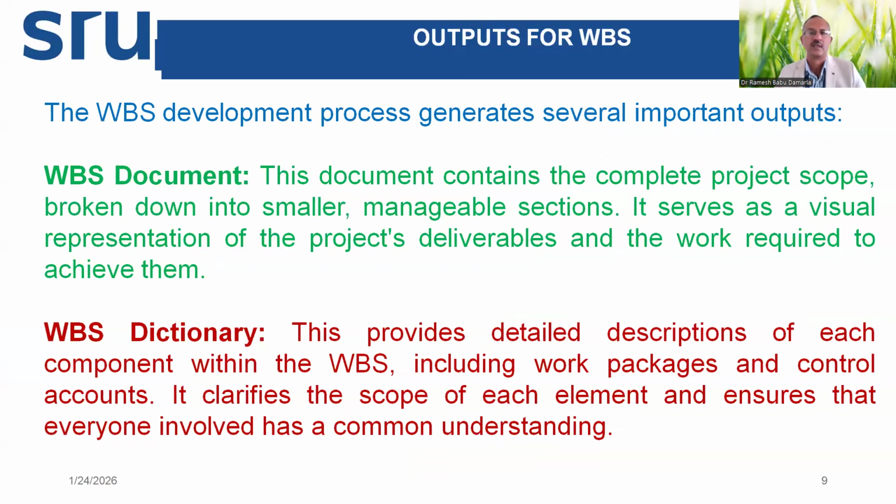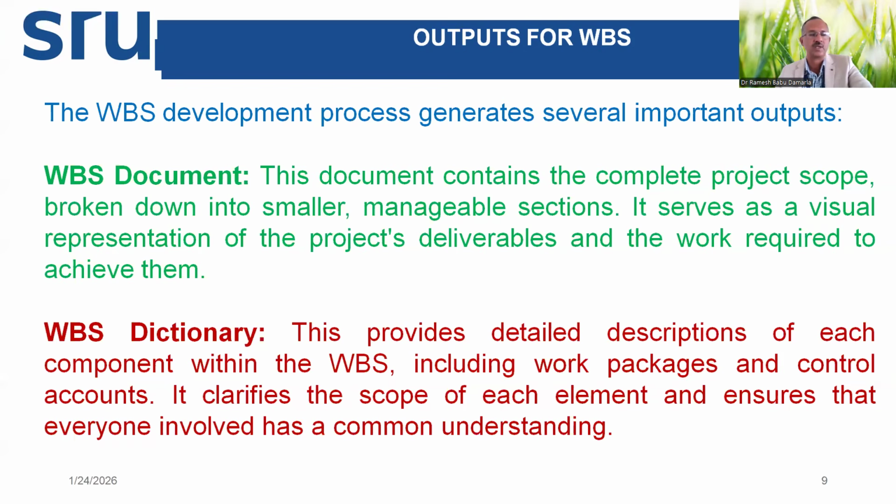Let us see the output components in detail. So the WBS process generates several outputs. First one is WBS document. This document contains complete scope, broken down into smaller and manageable sections. And it also serves as a visual representation. The diagram which you have seen earlier gives a clarity to all the team members and the stakeholders: what deliverables are connected to what and required to achieve them. All these people understand easily in the visual representation.